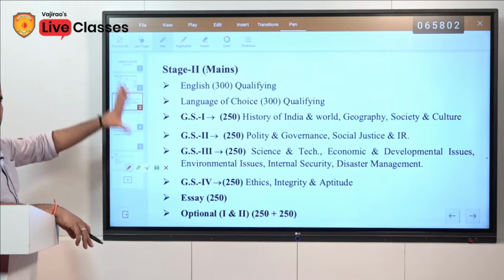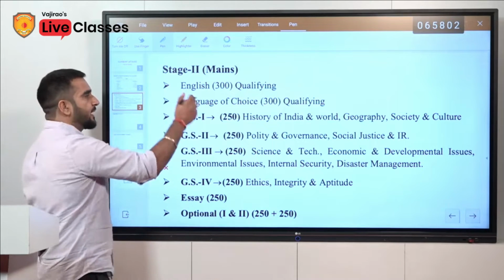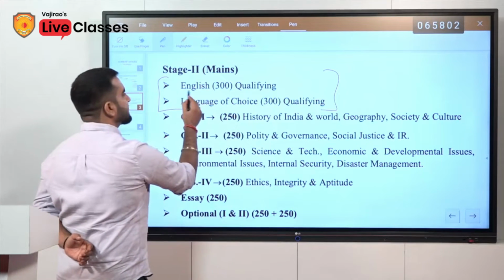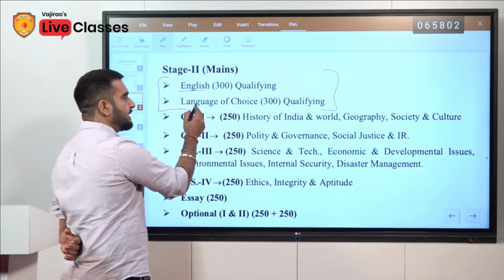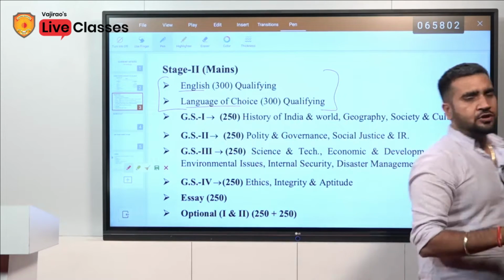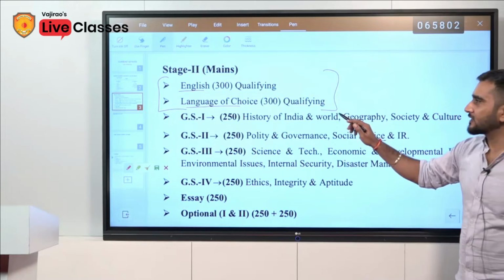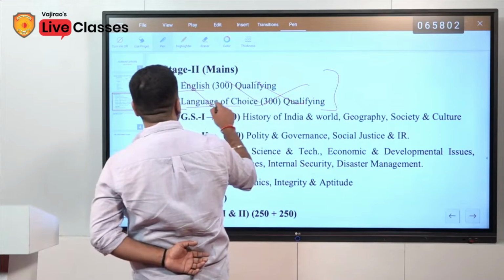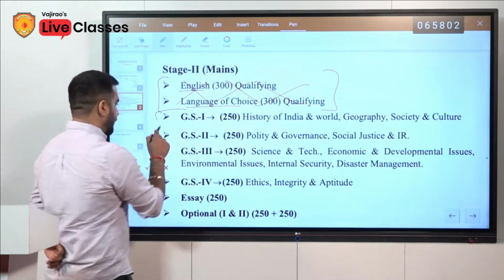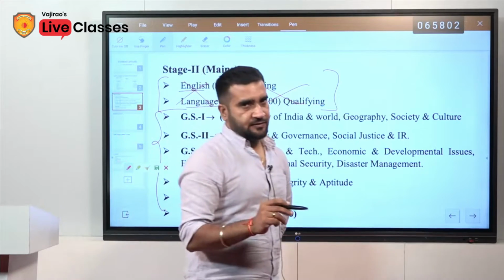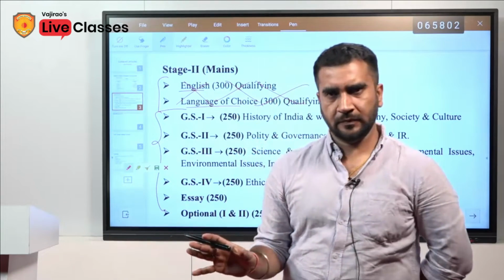Now, when I talk about the mains, this is the structure of the mains examination. Leave these two papers. One is English compulsory language and the second one is language of choice. Both these are qualifying in nature. Current affairs is not being asked here. But from here on, current affairs is being asked almost in every paper.